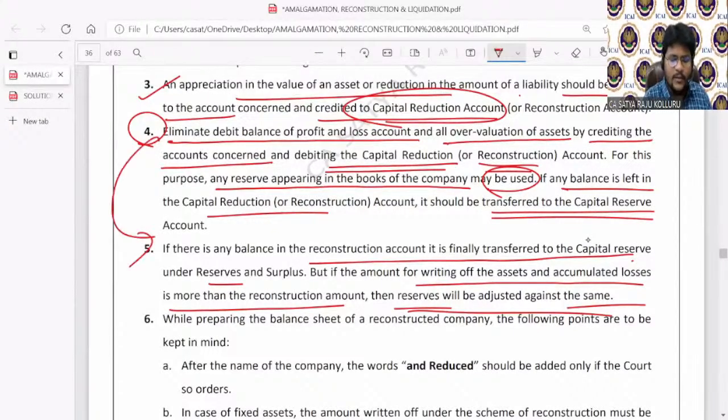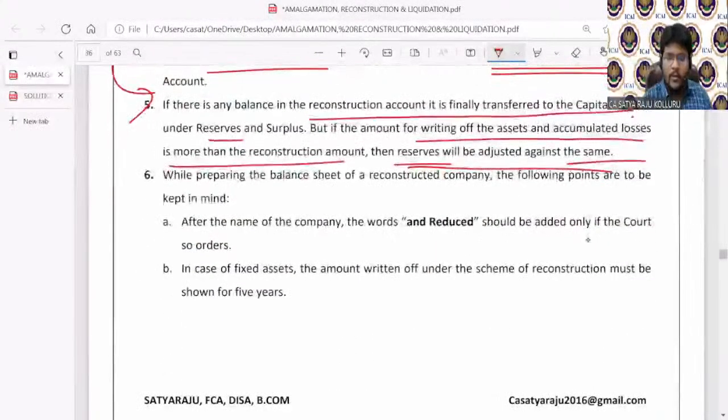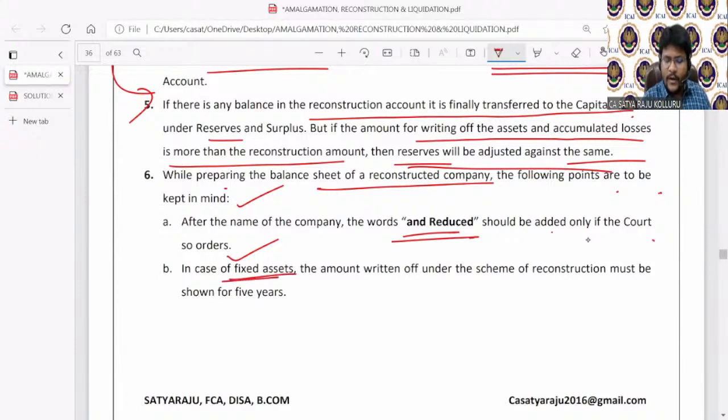The same point he is repeating in point number 5. Now coming to point number 6. Sir, while preparing the balance sheet of a reconstructed company, the following points are to be kept in mind. After the name of the company, the words "and reduced" should be added only if the court so orders. In case of fixed assets, the amount written off under the scheme of reconstruction must be shown for a minimum of 5 years. So just 2 disclosures he has given.